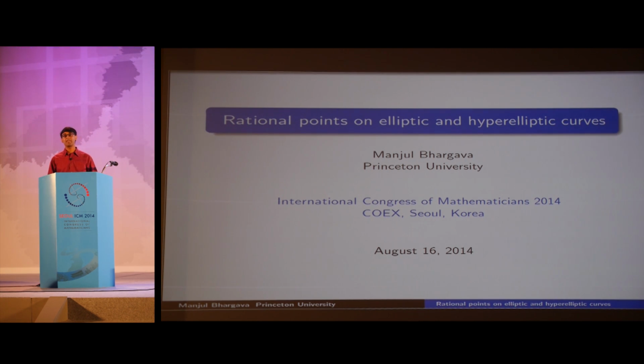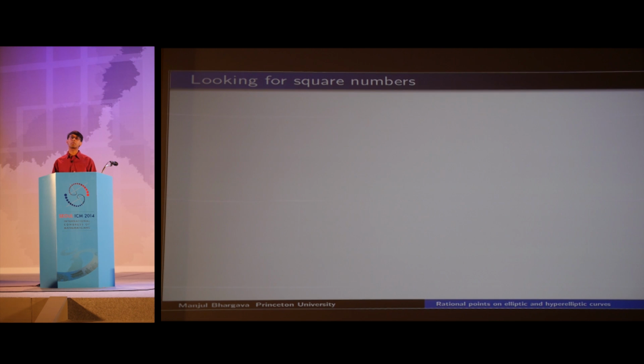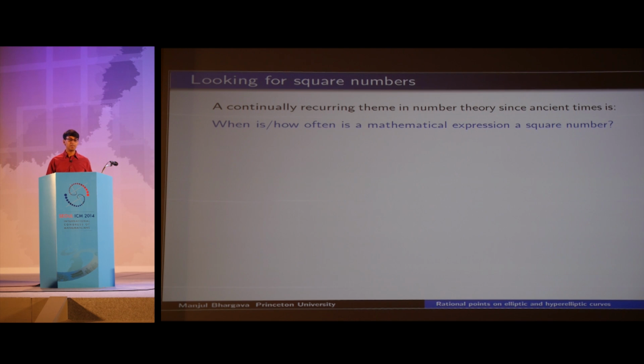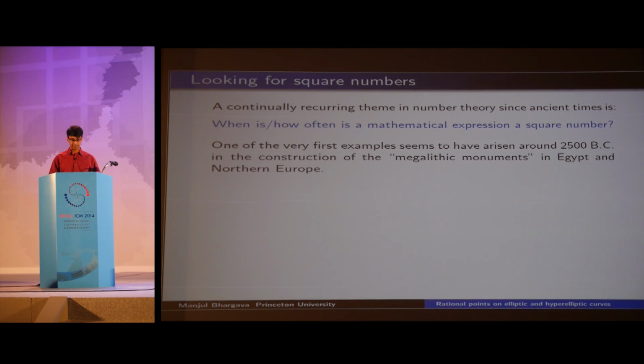So what I want to talk about today is a very classical question in mathematics, in particular in the area of number theory. The question is, given a mathematical expression, does it take a square value? So this theme of understanding square values of polynomial expressions in the whole numbers goes back thousands of years and has had many applications, not just within number theory, but even outside number theory. So the question is, looking for square numbers taken by a polynomial. This is a continually recurring theme since ancient times.